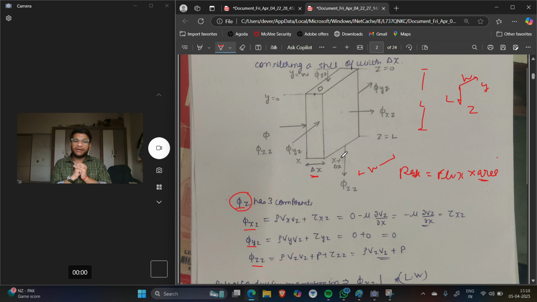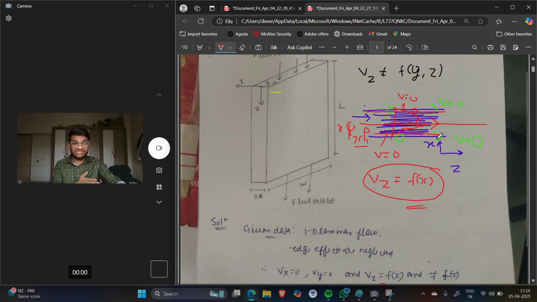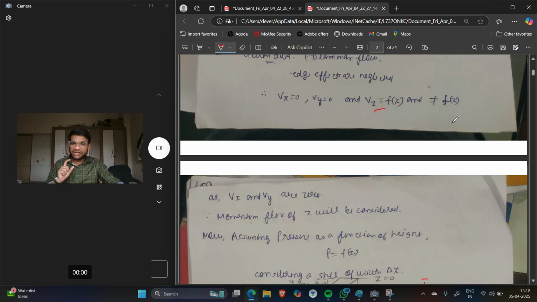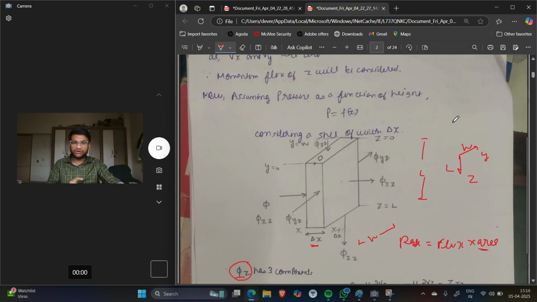So the z component of the total momentum will be my convective momentum rate, and the conductive momentum is in which direction? It is the direction in which viscous forces are acting, which was my x direction. You can see here viscous forces are acting in the x direction. So the x component of my z momentum is my conductive momentum rate.